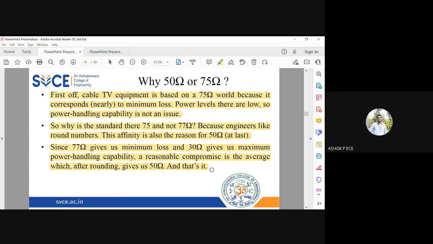But for cable TV, my priority will be minimum loss. That's why I fix cable TV at 75 ohm. Whereas for all transmission line based measurements, we still go for 50 ohms only.